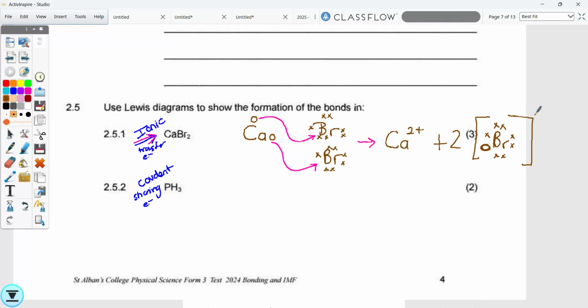And each of these Br has a charge. What is their charge going to be? There are 2 of them, but their charge will never be 2-. They are in group 7. What will something in group 7 always be? -1. So just a minus.